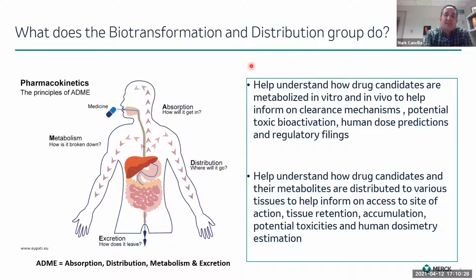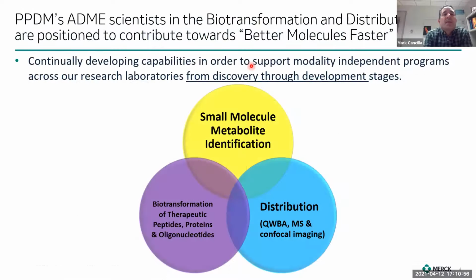And on the distribution side, we also help understand how the drugs and the metabolites are distributed to the various tissues, right? Did they get where they need to go? And if so, we really also like to know how much is there. So that really helps us inform, again, access to that site of action, is the tissue retention, accumulation, and again, potential toxicities. And again, always working to get into the clinic and helping with the human dosimetry calculations.